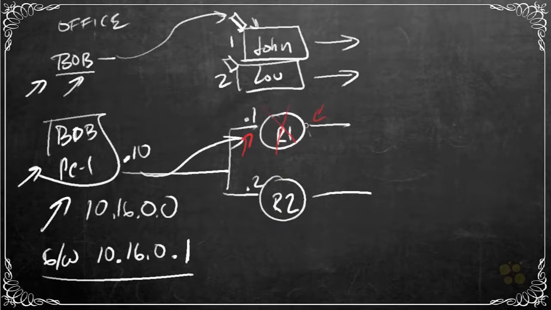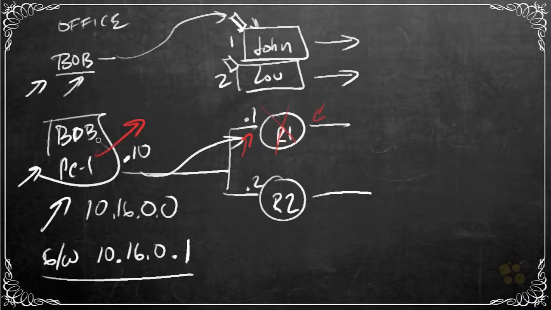If there's a problem with R1, Bob won't know anything but to forward packets to his default gateway IP address, and Bob is going to have a diminished experience. It's not going to be as fun because Bob's traffic is no longer leaving the network. So the question may come up, well, how do we solve this?